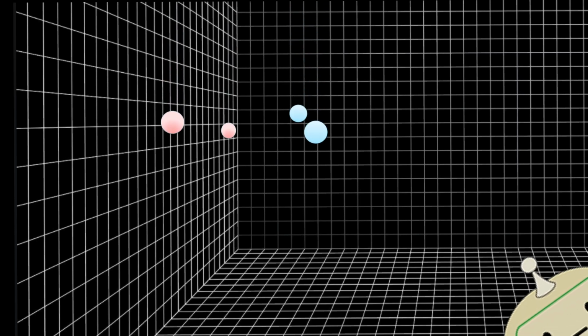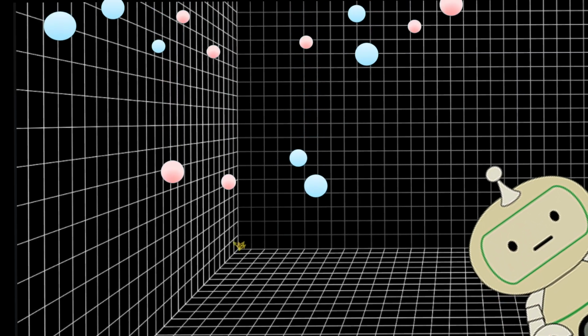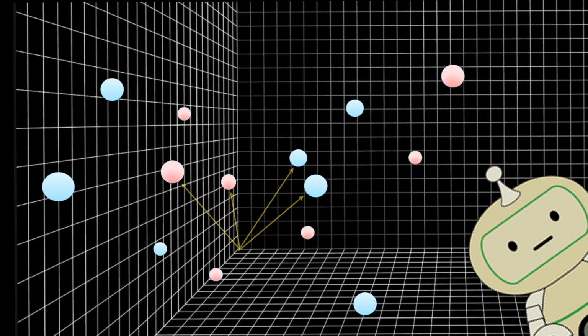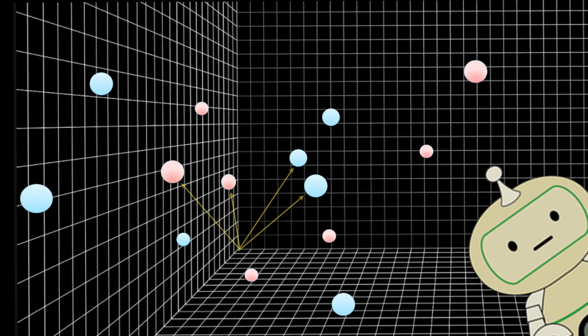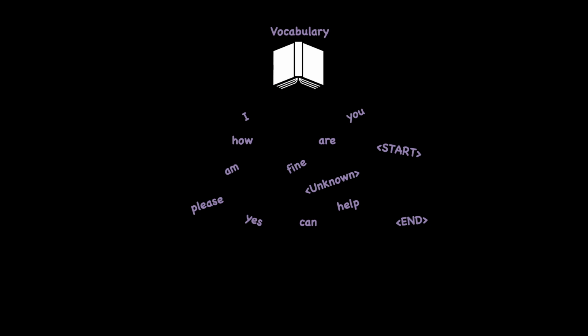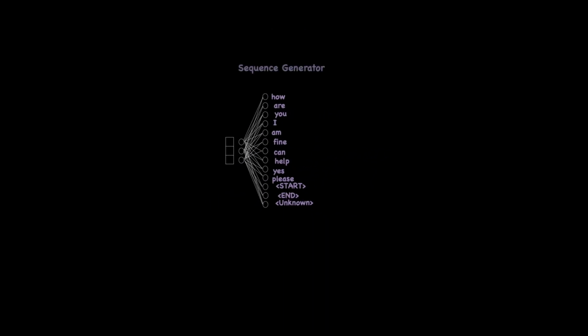In this video, we show sequence-to-sequence learning using transformer neural networks. Our sequences will be formed from words of a vocabulary. The words correspond to output nodes in a linear layer. We will use the layer as a sequence generator. The output nodes are assigned probabilities. The one with the highest probability will produce the next word in the sequence.